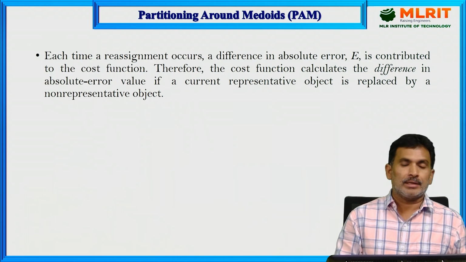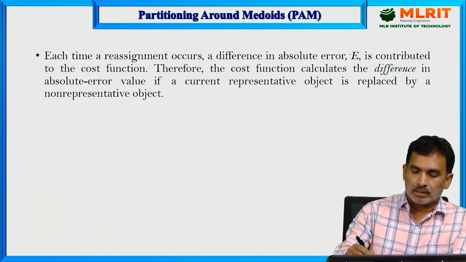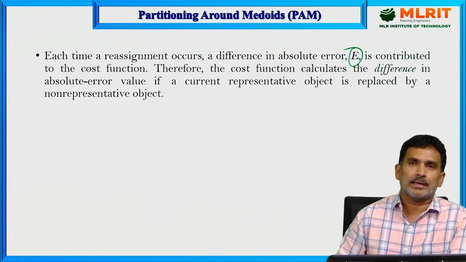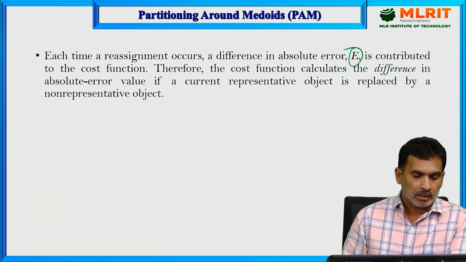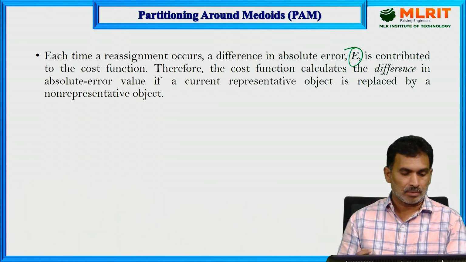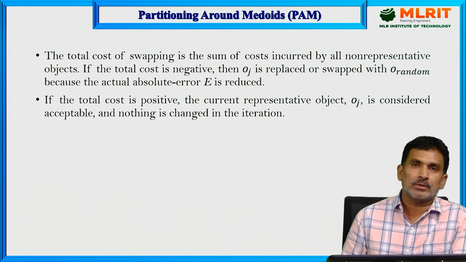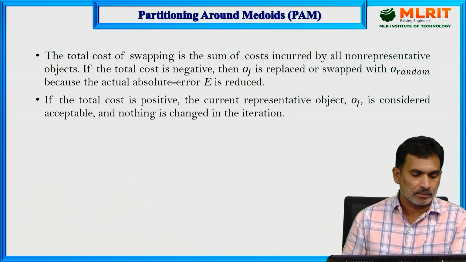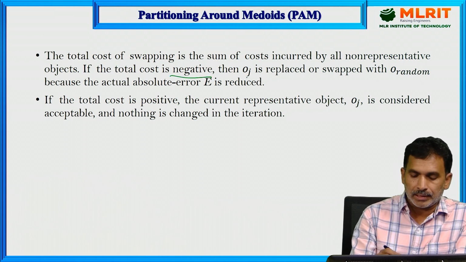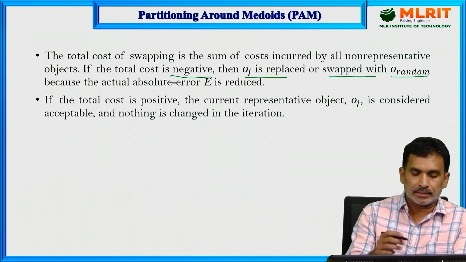Each time a reassignment occurs, the difference in absolute error, that is E, is contributed to the cost function. Therefore the cost function calculates the difference in absolute error value if a current representative object is replaced by a non-representative object. The total cost of swapping is the sum of the costs incurred by all non-representative objects. If the total cost is negative, then OJ is replaced or swapped with O random, because the actual absolute error is reduced.